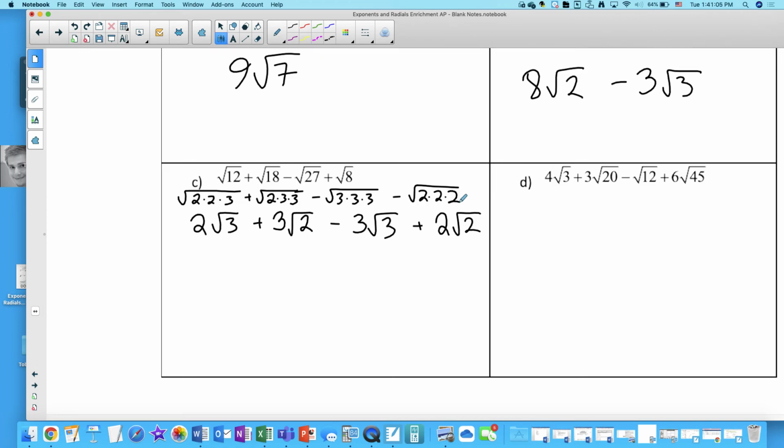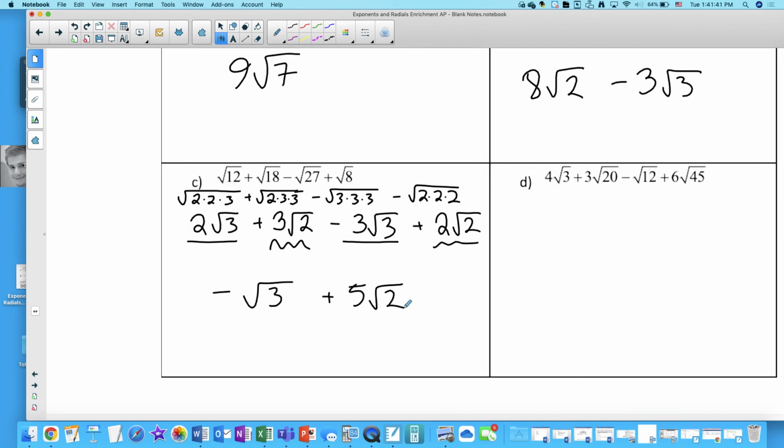So these guys are like, and these guys are like. So 2 root 3 minus 3 root 3 is negative 1 root 3, or just negative root 3. And then 3 root 2 plus 2 root 2 is 5 root 2. Okay, and then finally, this is already simplified. 4 root 3 is simplified.